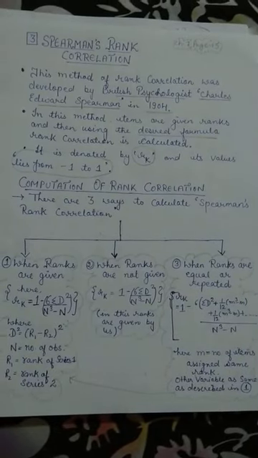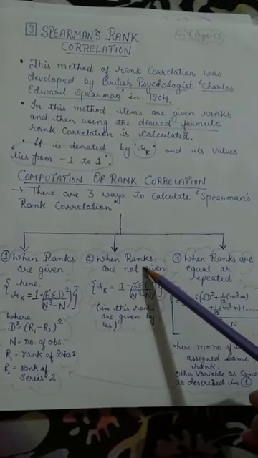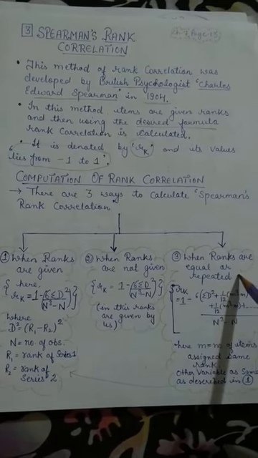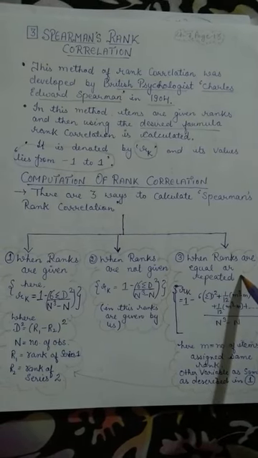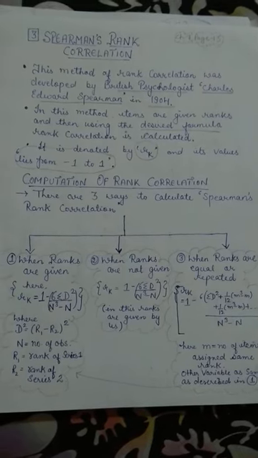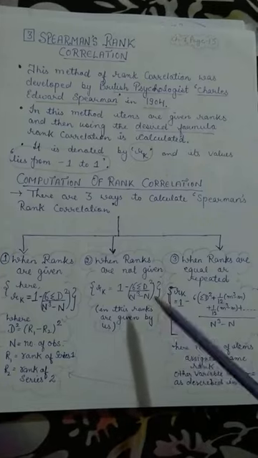Now children, to calculate this rank correlation we have three ways. First, when ranks are given. Second, when ranks are not given. Third, when ranks are equal or repeated. Under these, first we will do today the case when ranks are given. These are the formulas mentioned here.